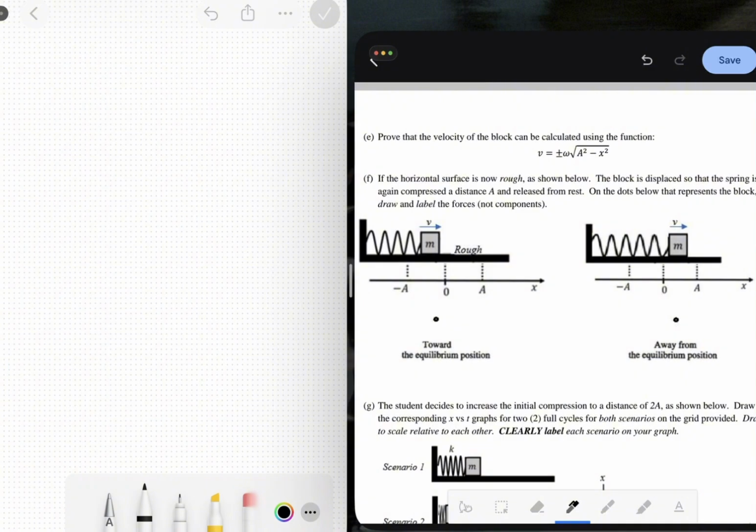For part F, I'm going to draw the force Fn and Fg for both because they're the same. And for Fk, I'm going to draw it pointing left because it's moving right. And for Fs, for toward the equilibrium, it's going to point right. And for away from the equilibrium, it's past the equilibrium, so it's going to point left.